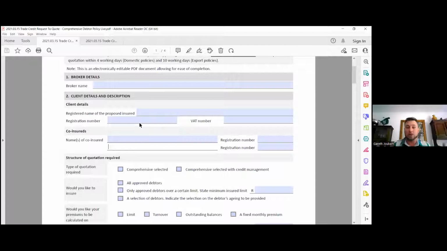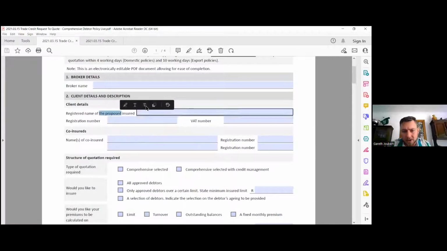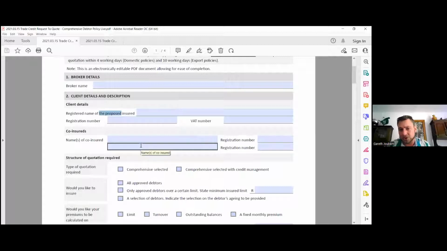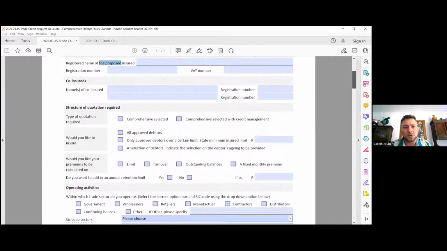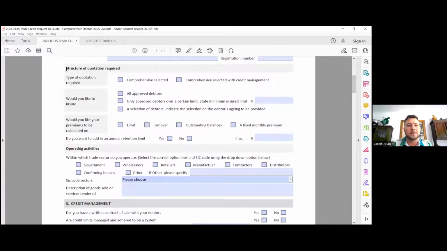Obviously, then we need all the information. When we go to the information requirements, it'll be the information on all these entities. There isn't a limitation on co-insureds. We just opened up a space for 2, but if we need more, we don't mind that. So that's who the potential policyholder is. Now the structure of the quotation required: it's either a comprehensive selected policy or a comprehensive selected policy with credit management.